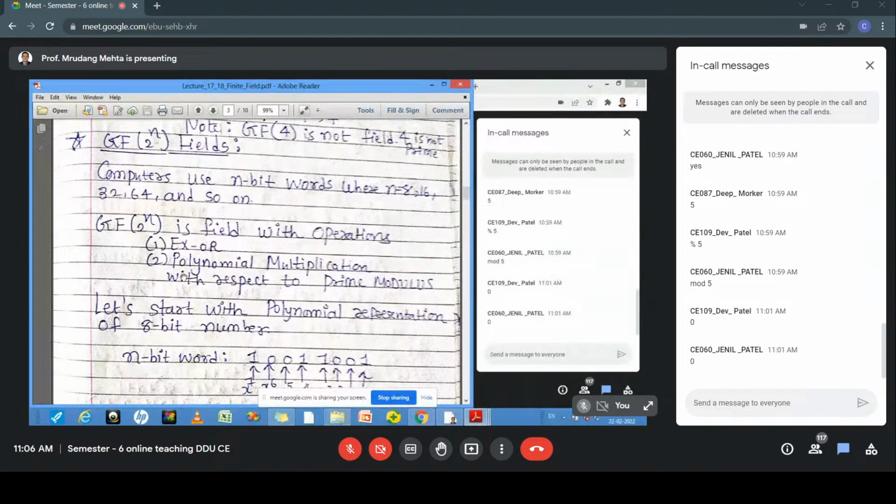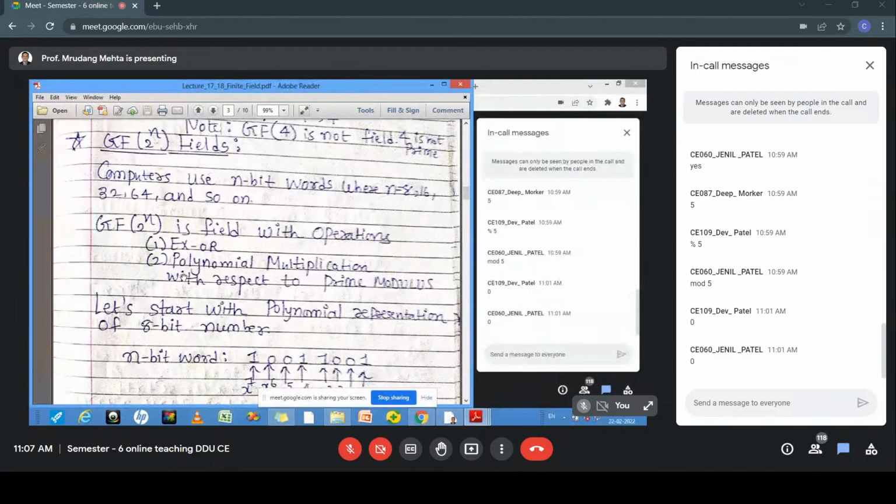So in old days, there used to be 8-bit processors, 16-bit processors, 32-bit processors. These used to be considered very good processors in those times. Nowadays, we have 64-bit processors and higher, right? So in computer, we need values which can be represented by 2 raised to n. And that is why we are taking Galois field 2 raised to n.